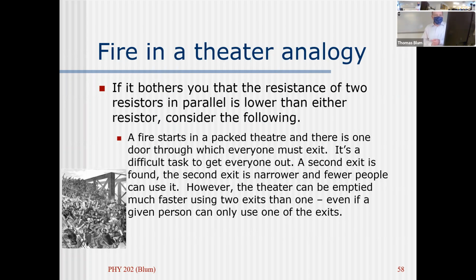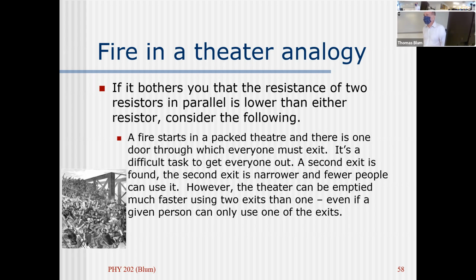I've been asked in the past, if you have these two resistors in parallel, why don't all of the charges take the easy way out? Why don't they all go through the easier resistor? And the answer is because that's not the best thing to do. Now we'll do the fire in the theater analogy.